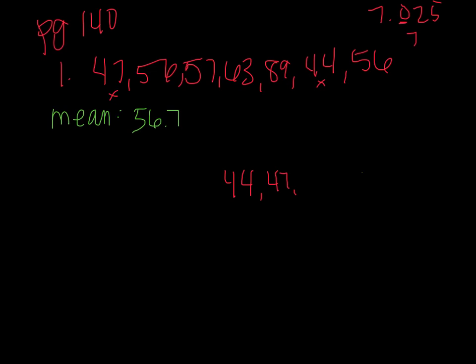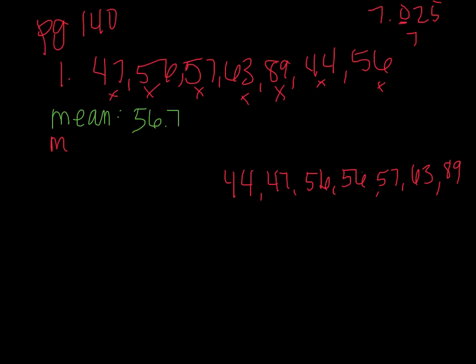Okay, then 56. 56. Two of those guys. 57. 63. And 89. Okay. We got them all down, so now I just need to cross them off from the outside.